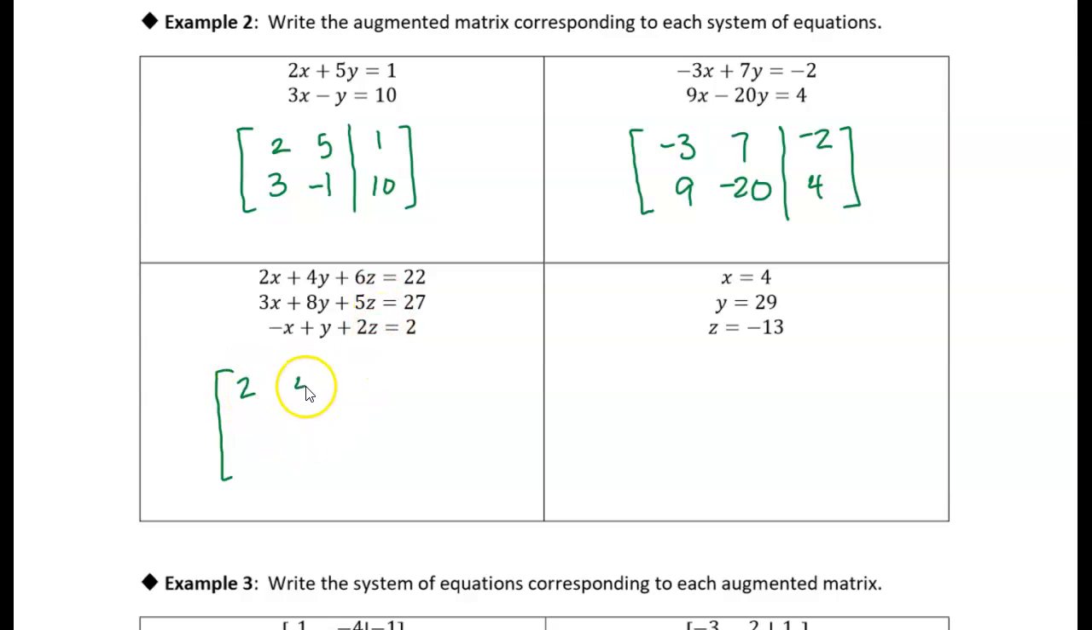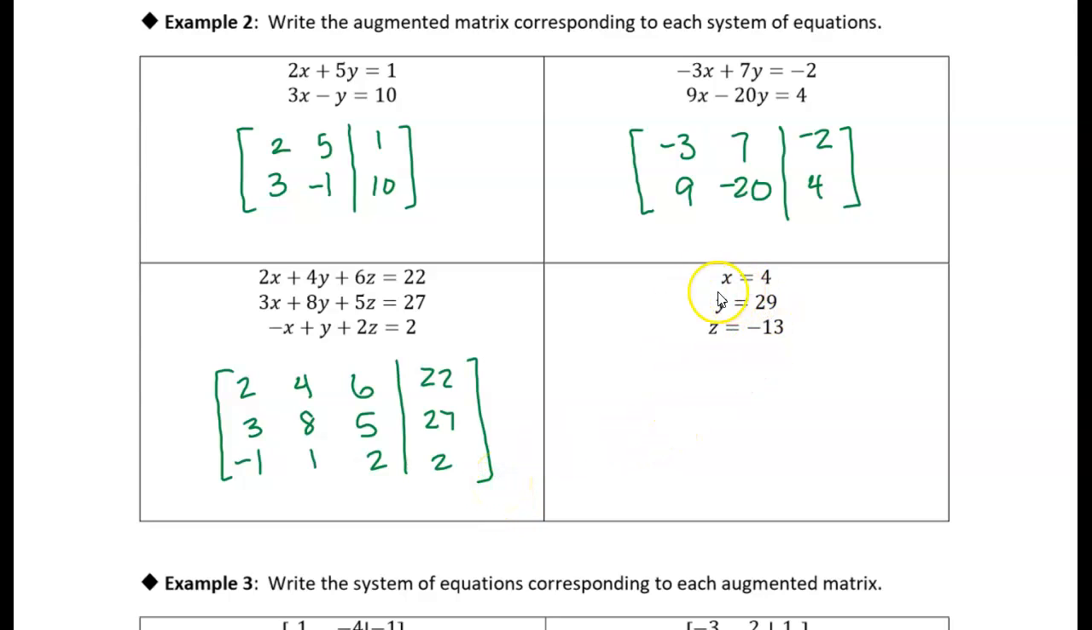So 2, 4, 6, 3, 8, 5. We have a minus x, which is the same as minus 1 times x. So that's a minus 1, 1, and 2. And then on the right-hand side, we're just going to write down these numbers, 22, 27, and 2. All right, so that's our augmented matrix.